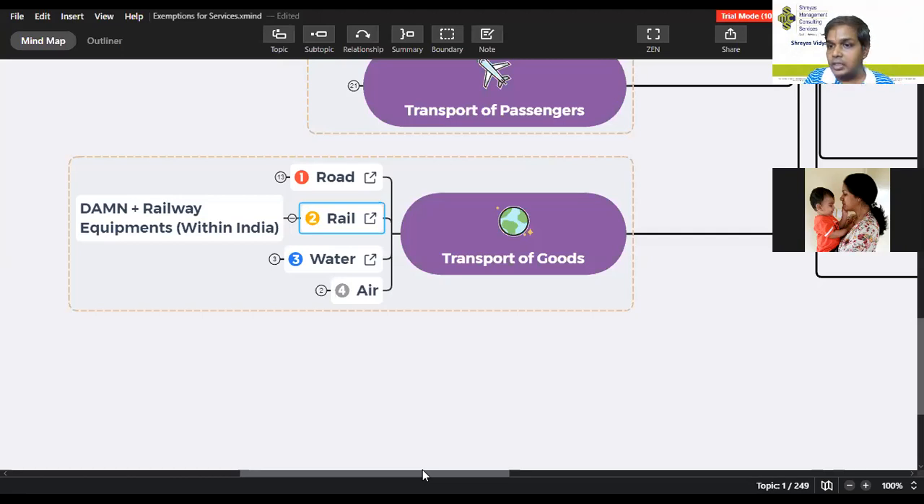Whereas for rail, they specifically mentioned only for transport of these products within India, they have given exemption. Okay. So of course, rail is within India. Why they have to clarify it? That's what it is. They have clarified it. They wanted to be very clear. Rail transportation within India has been given exemption. Whereas road transportation, there's no such restrictions. So it can happen from India to outside India also.